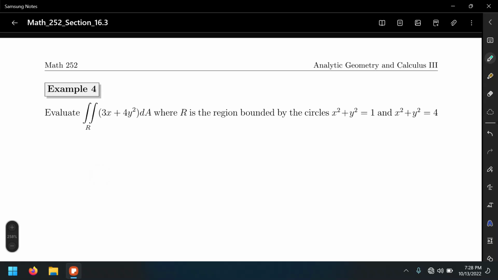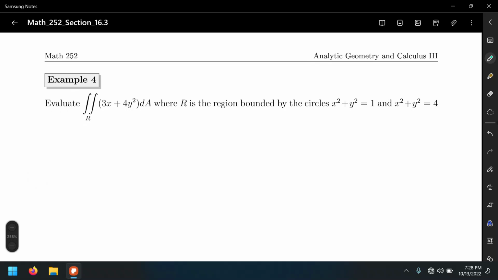Okay, so let's look at this integral. Evaluate the double integral of (3x plus 4y) squared dA, where R is the region bounded by the circles x squared plus y squared equals 1 and x squared plus y squared equals 4.